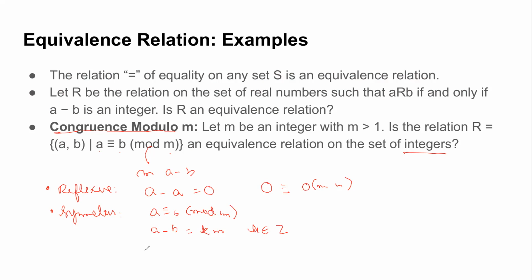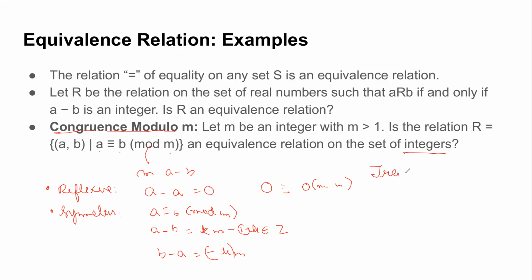Right, now if I just rewrite it, b minus a, what is b minus a equal to in these terms? This is given, right? You need to find b minus a and show that it is also perfectly divisible. If a minus b is equal to km, what is b minus a equal to? Very good, minus km, and we know minus k is also an integer, so it is a symmetric relation, right?